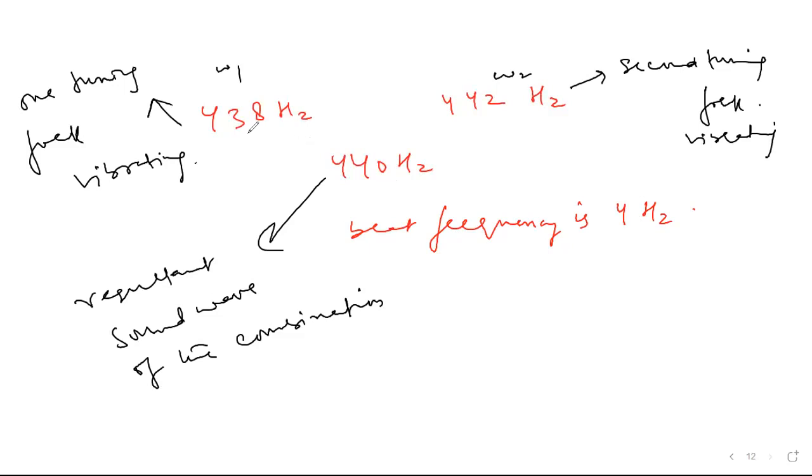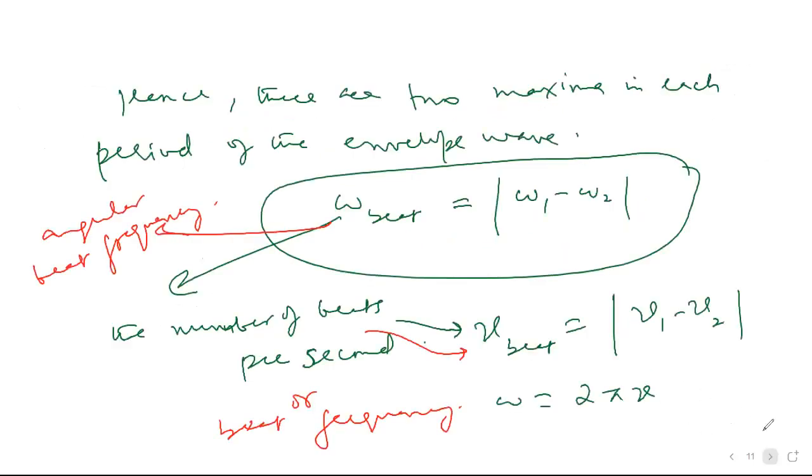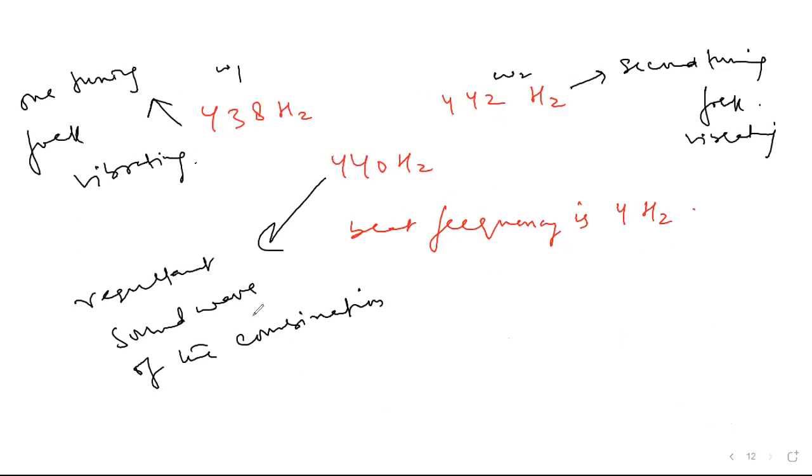How do I know it? One tuning fork is vibrating 438 hertz, second is 442 hertz. So the difference between them is 442 minus 438, which is 4 hertz. So beat frequency is their difference as we established it. But the resultant sound wave will have a frequency of their arithmetic mean. It will be (442 plus 438) by 2, which is their midpoint, which is 440.